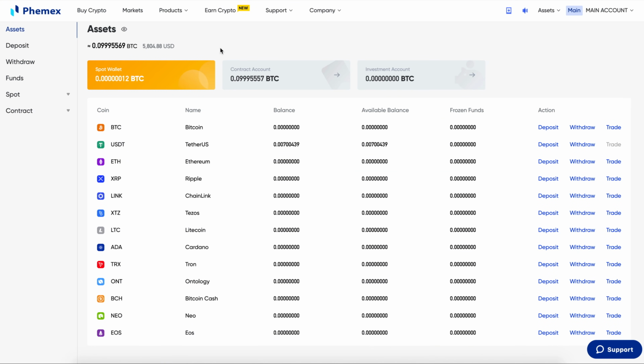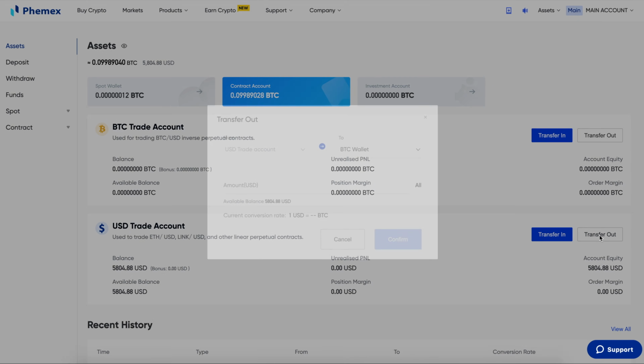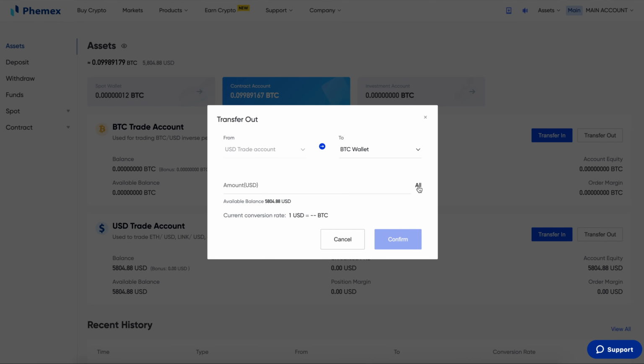So now if you want to withdraw your funds, you'll notice that you'll have to take it out of the contract account and move it into your spot wallet. You can also move it to your investment account, which we'll get to later in this video, but let's just say you want to withdraw the funds immediately. Well, you can see right here, you don't have any in your spot wallet. So you have to go into your contract account, come down here, and then we have to click on transfer out. So let's transfer all of it.